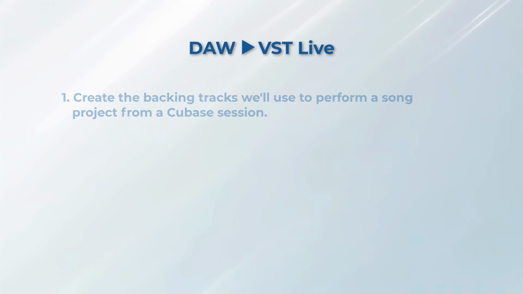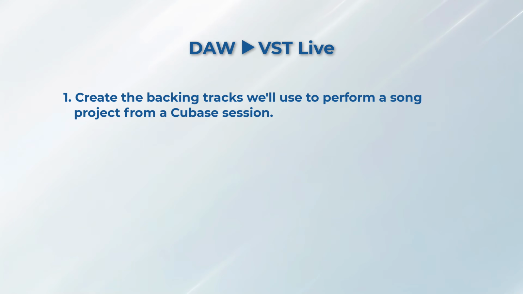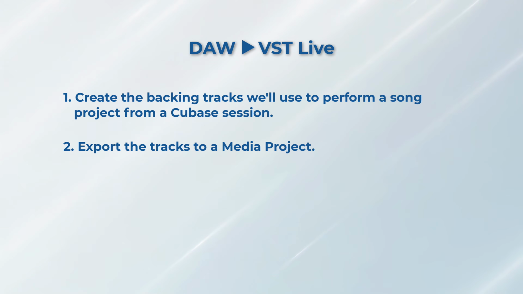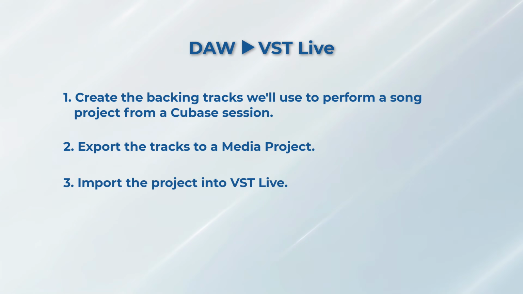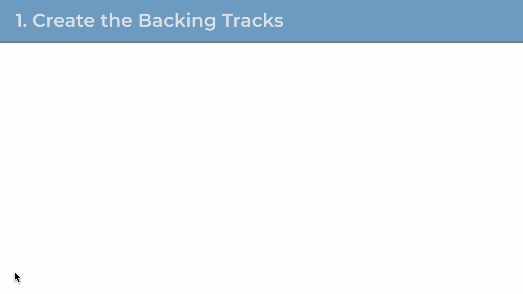We'll begin with backing tracks. In this video, we'll start with the song's DAW session and determine our backing tracks based on how we want to perform it. Export our tracks to a media project, and then import that project into VST Live. Let's audition our Cubase session.